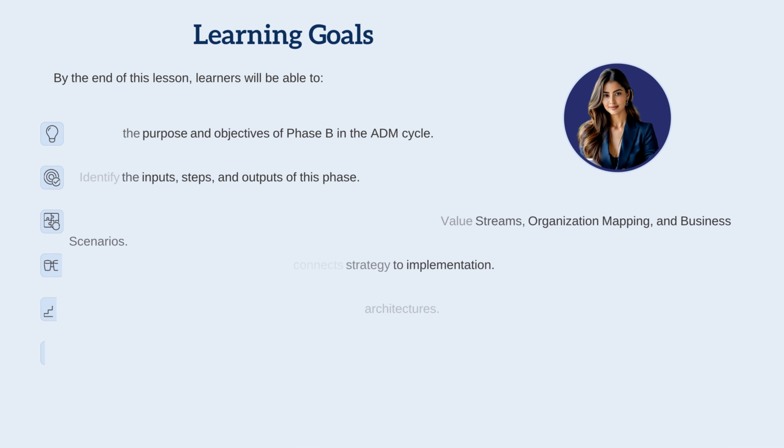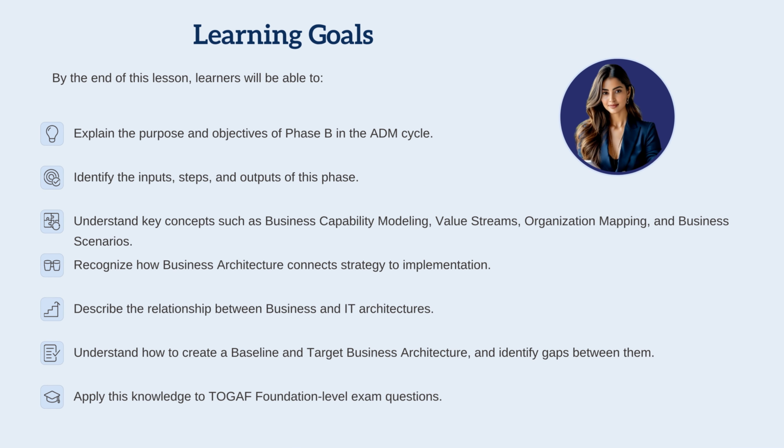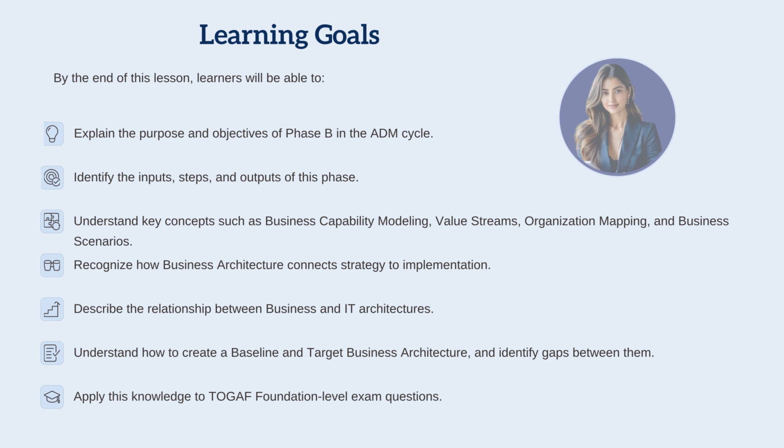By the end of this session, you'll understand the purpose and objectives of Phase B, the steps to develop baseline and target business architectures, how to use business capabilities and value streams to model transformation, and the key outputs and exam concepts from this phase. Let's explore how strategy becomes structure in enterprise architecture.